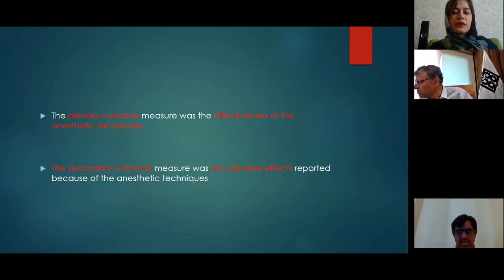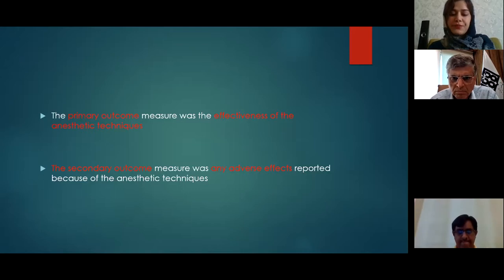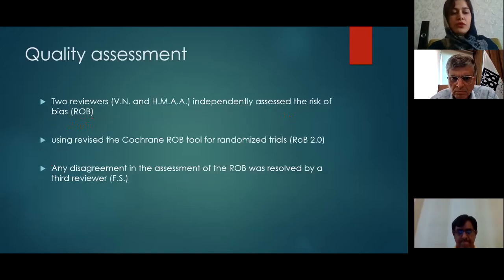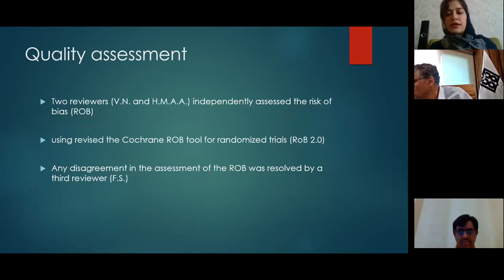The primary outcome measure was effectiveness of the anesthetic techniques, and the secondary outcome measure was any adverse effect reported because of these techniques. For the quality assessment, two reviewers independently assessed the risk of bias. The tool used here was the revised Cochrane risk of bias tool. Any disagreement in the assessment of risk of bias was resolved by a third reviewer.